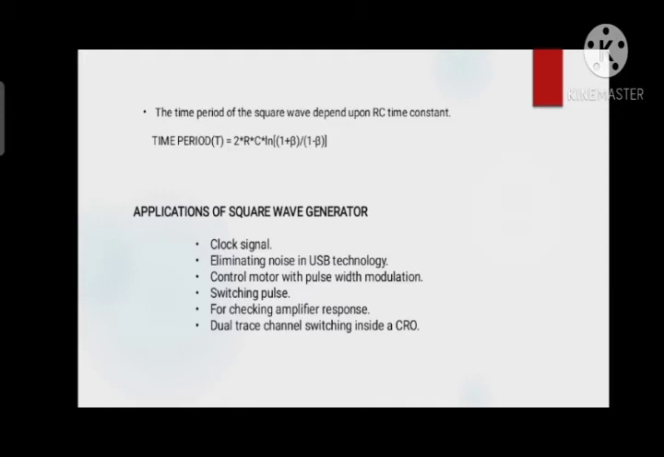The time period T is equal to 2 into R into C into ln of (1 plus beta) divided by (1 minus beta). Applications of square wave generator. The square wave generators are used in clock signals, eliminating noise in USB technology, controlling motors with pulse width modulation, switching pulses for checking amplifier response, and dual trace channel switching inside a CRO.